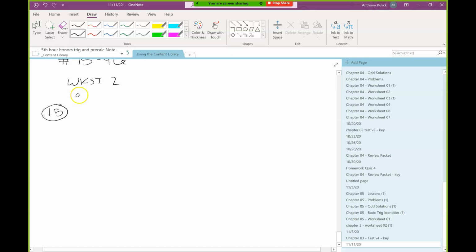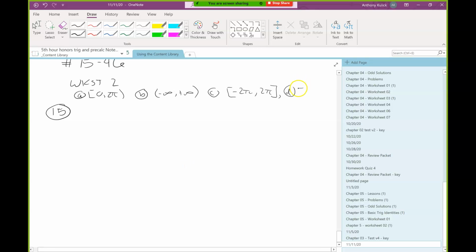So for part A, we're solving on 0 to 2 pi. Part B, we're solving negative infinity to positive infinity. Part C, we're solving negative 2 pi to positive 2 pi. And part D, we're solving negative pi to positive 4 pi.